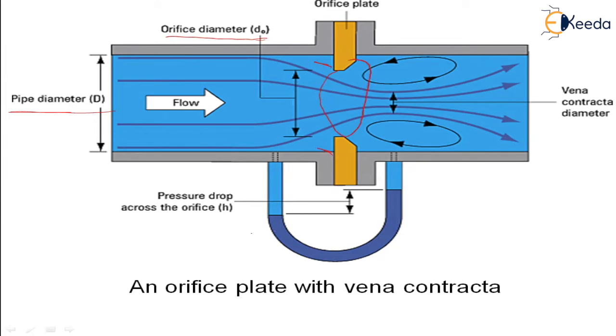To calculate the pressure difference before and after this orifice, a U-tube manometer is used. At the position where the velocity is maximum and the pressure is minimum, this is called the vena contracta, my dear students.